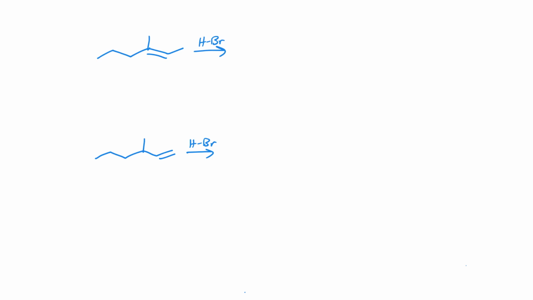So we can draw the mechanism. This is a proton transfer step. As every proton transfer step is, we should use two arrows. And as we read about in the textbook, we have two choices for where the carbocation forms. That could form here in the tertiary site, or it could form here in the secondary site.